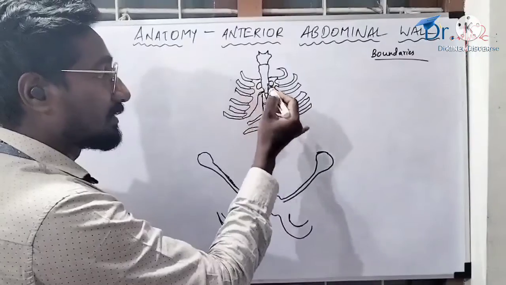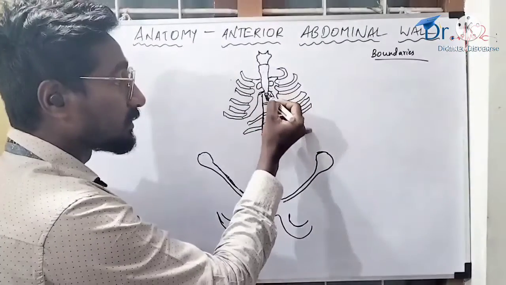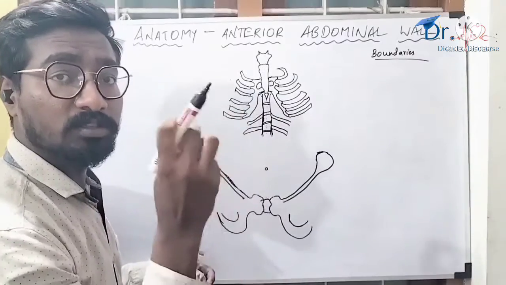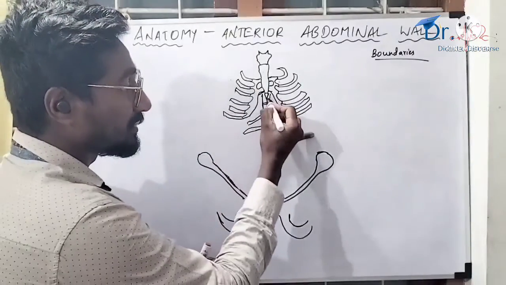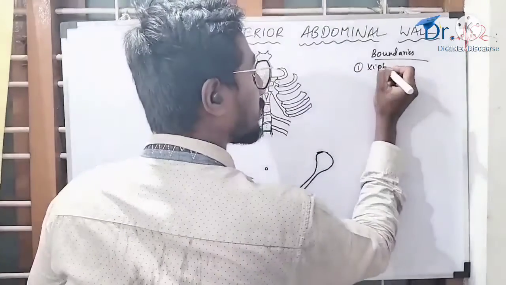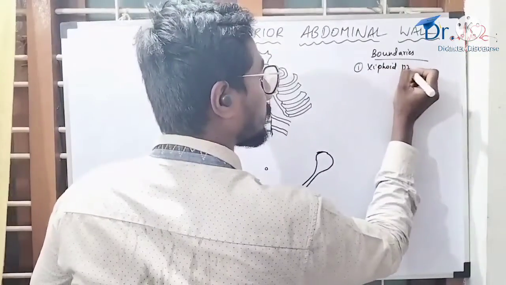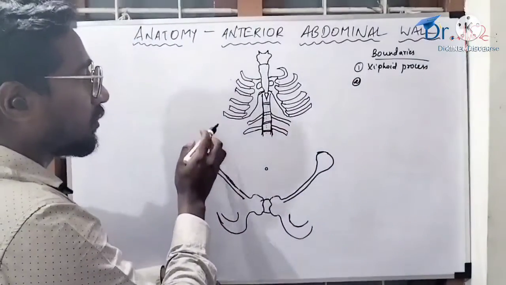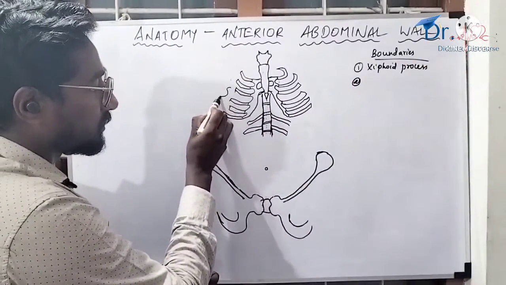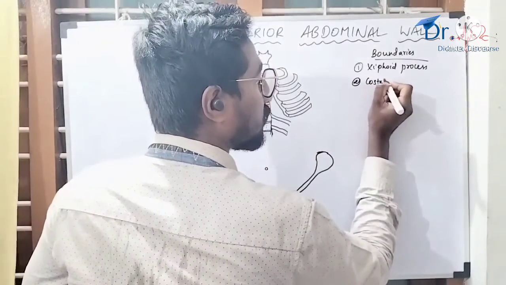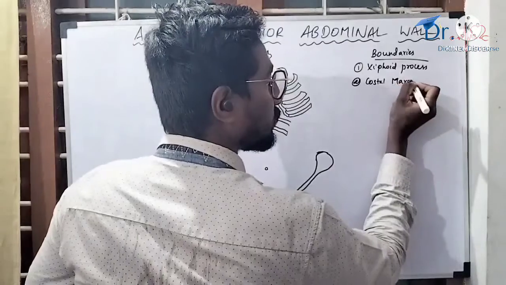we know that this bone is the sternum. The sternum gets terminated as a cartilaginous process called the xiphoid process. So this is the xiphoid process. The first boundary is going to be the xiphoid process. The second boundary we're speaking about: this is the costal margin from 7 to 10. So the second boundary is going to be the costal margin from 7 to 10.